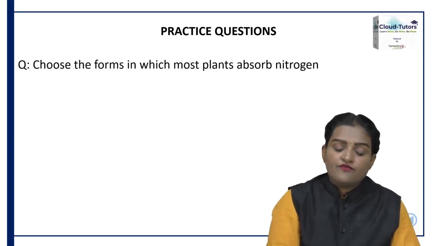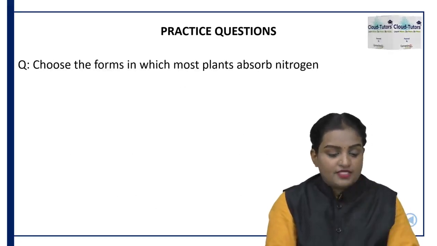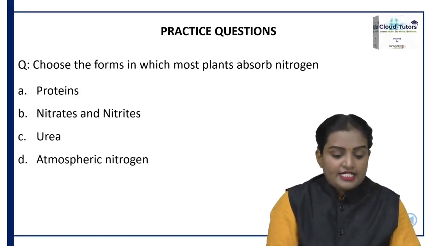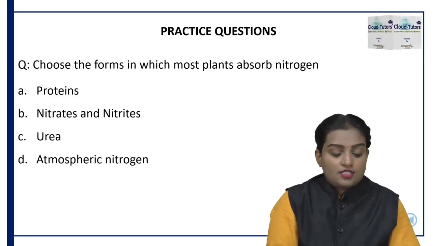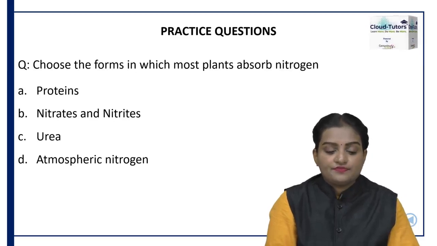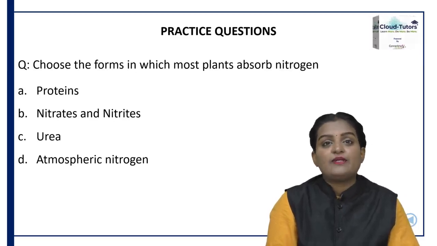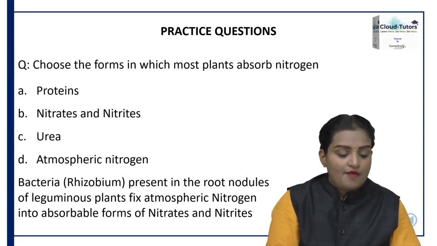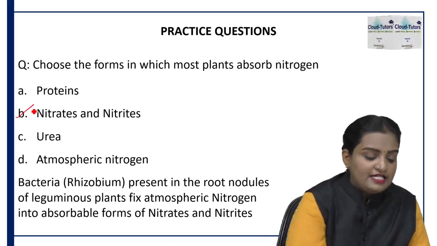Next, choose the form in which most plants absorb nitrogen. Options: protein, nitrates and nitrites, urea, atmospheric nitrogen. So atmospheric nitrogen will be converted into absorbable forms by rhizobium. That absorbable form is nitrates and nitrites.